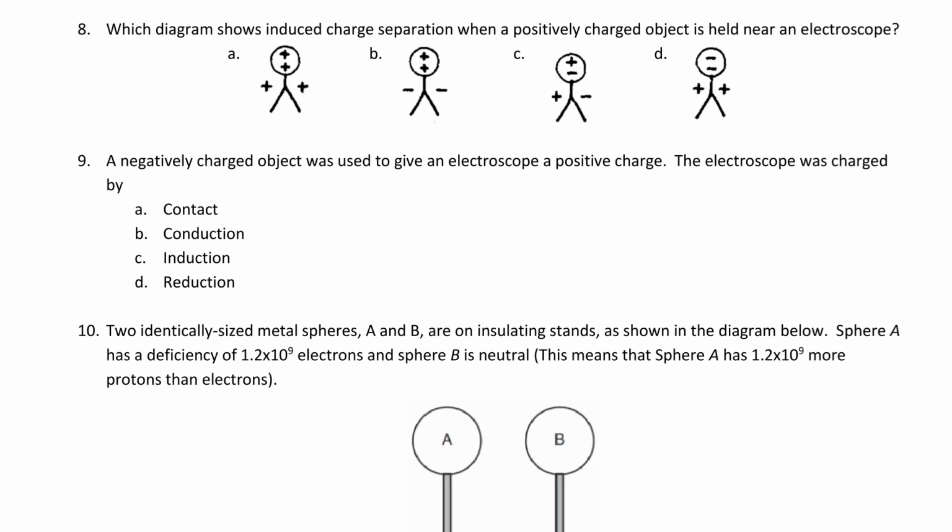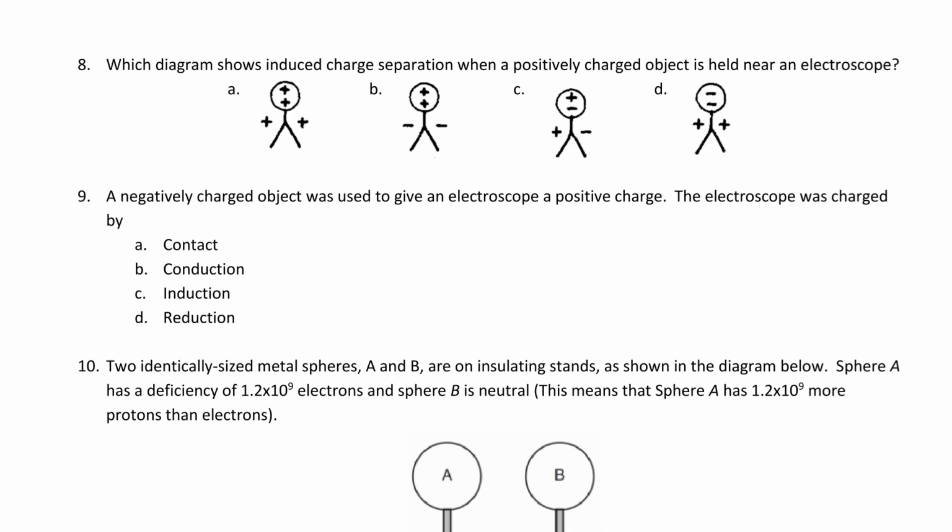Okay, number 8. Which diagram shows an induced charge separation when a positively charged object is held near an electroscope? So we need a positively charged object to test this out. This positively charged object is going to attract any electrons that are left in the things, making the top negatively charged. So A, the top is positively charged. That's not looking too good. B, this is showing that the negative electrons are repelled into the leaves, but the negatives should be attracted to this positive thing.